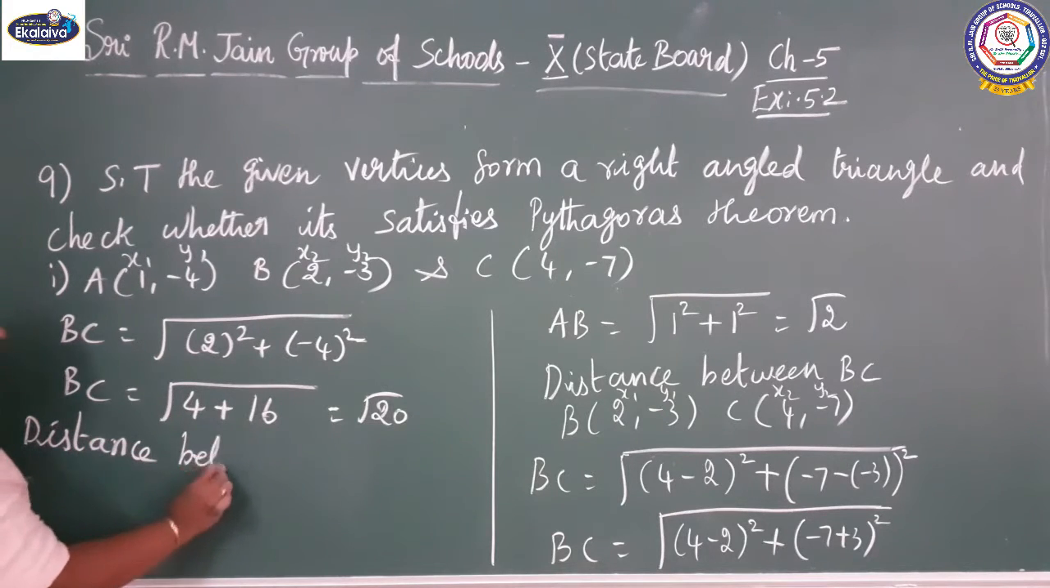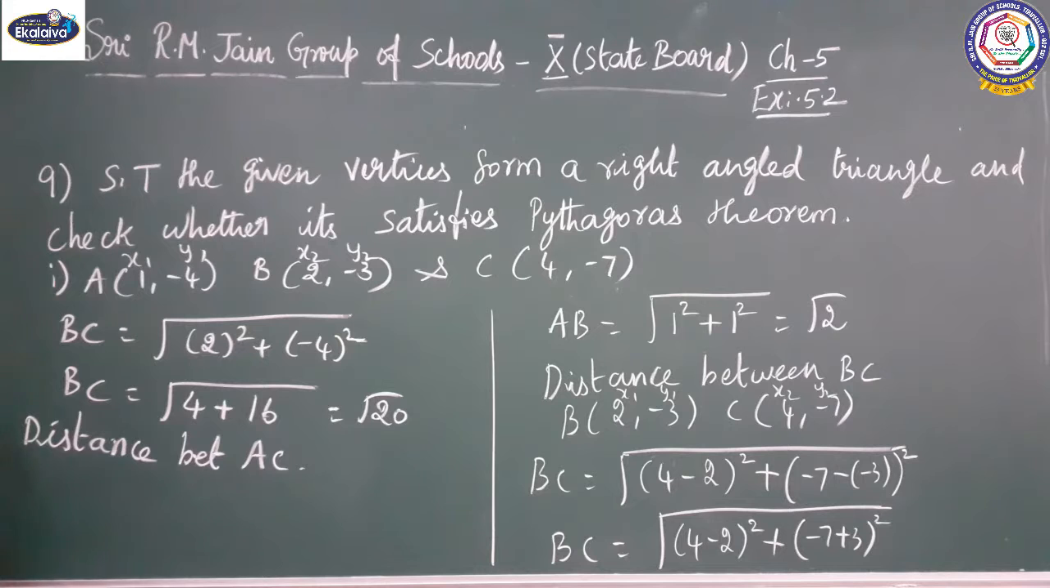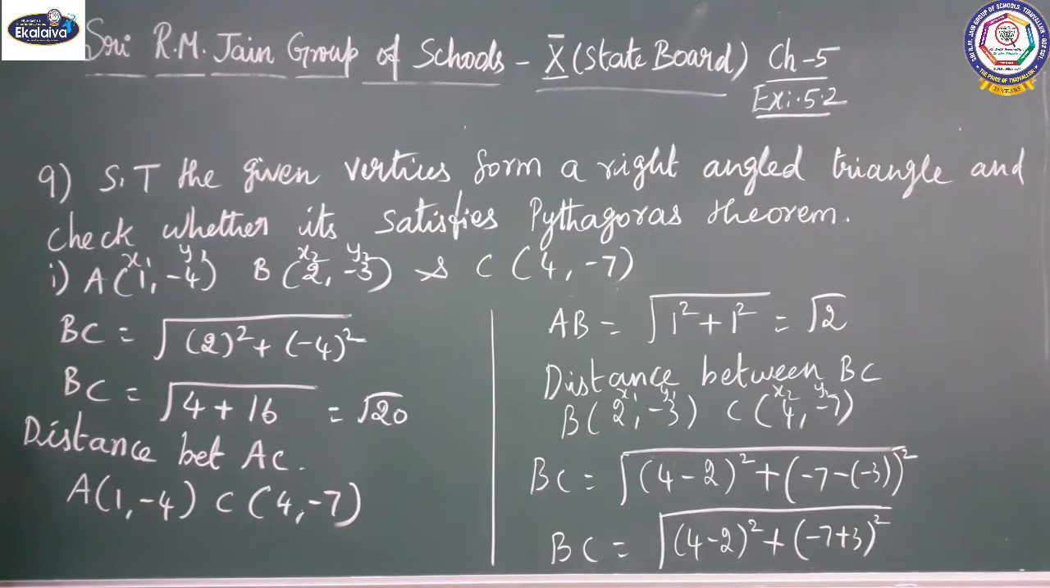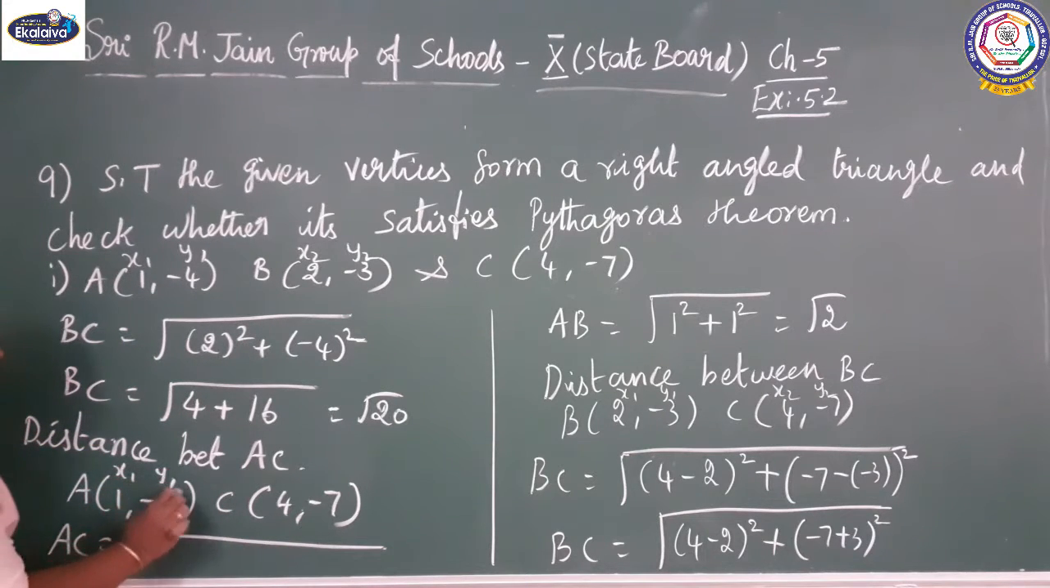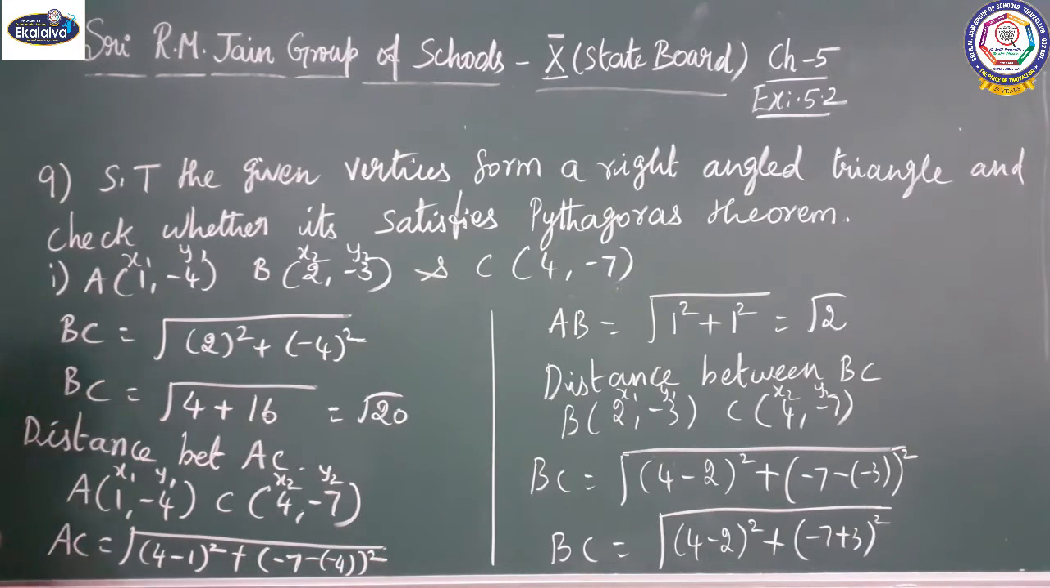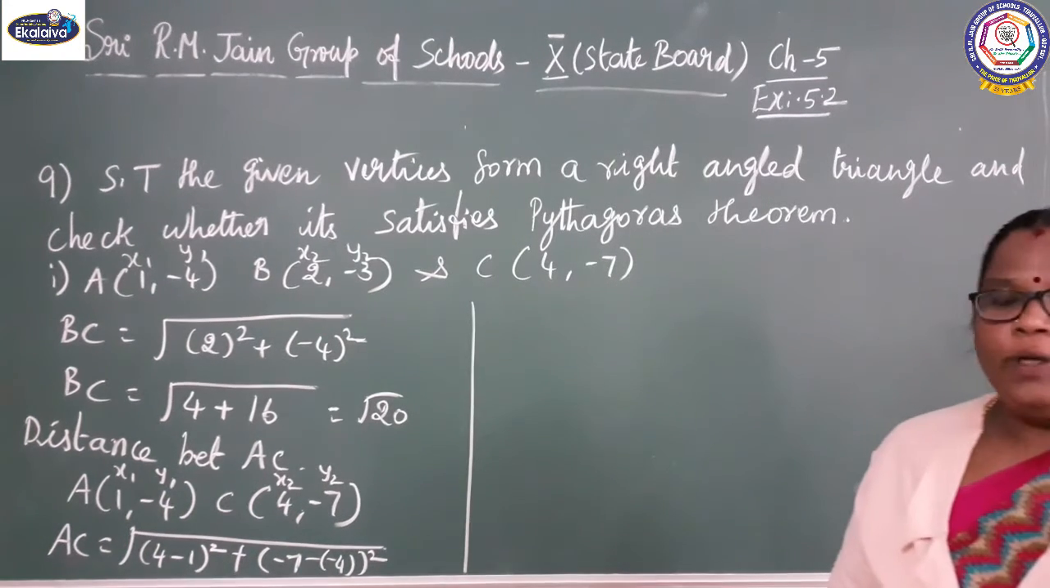Next, the distance between A and C. What is the value of A? A is 1 comma minus 4. C is 4 comma minus 7. So AC equals root of, this is x1, y1, x2, y2. x2 minus x1 is 4 minus 1 the whole square, plus y2 minus y1, which is minus 7 minus of minus 4, the whole square.